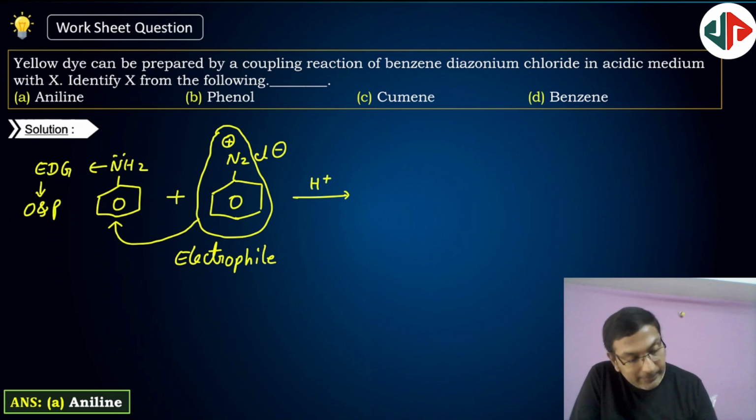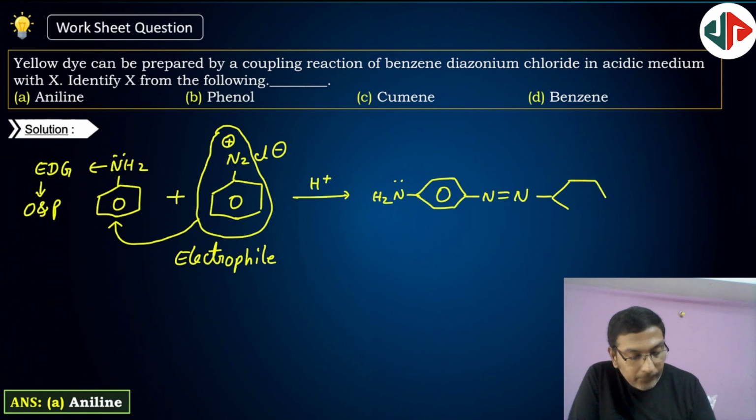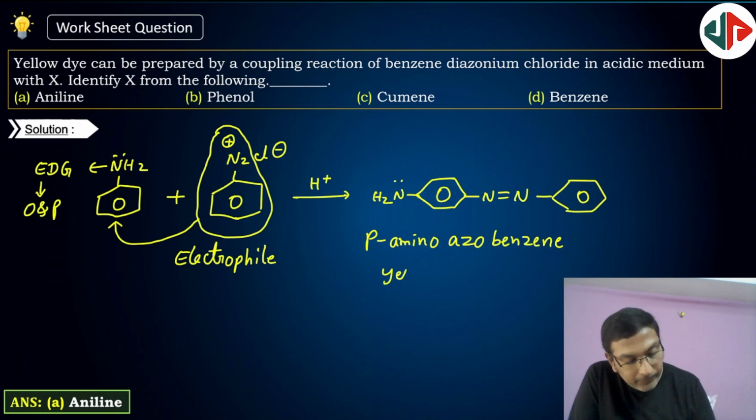Therefore, compound will be like this: NH2 at para position, N double bond N. This compound will be formed. Name is para amino azobenzene, which is yellow dye or aniline yellow dye.